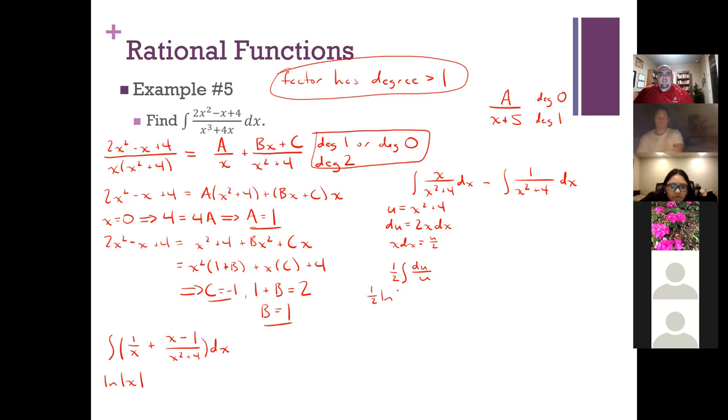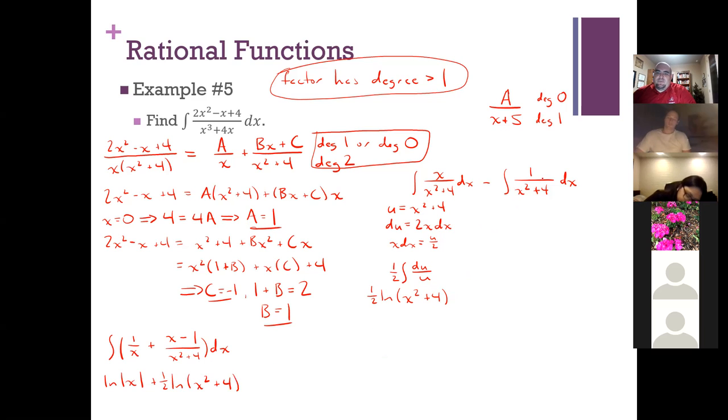So 1/2 natural log of, and then I'm just going to go ahead and do the substitution all at once. Bonus points if you can tell me why it's okay to leave off the absolute value there. If I square any real number and add 4, it's going to be positive. So I don't need the help from absolute value to make it positive. But if you feel better, you can always just put absolute value on it. So that one is ready to go. Plus 1/2 times the natural log of x squared plus 4.